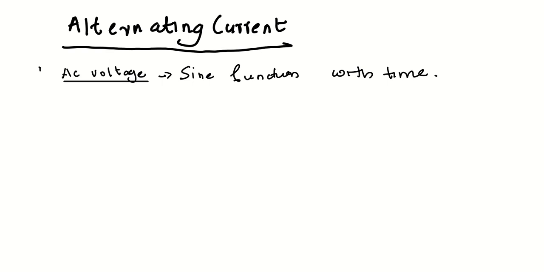Such a voltage is called alternating voltage. The current driven by it in a circuit is called AC current. So AC voltage is a voltage which varies like a sine function with time. The current driven by it in a circuit is called alternating current, also known as AC current.